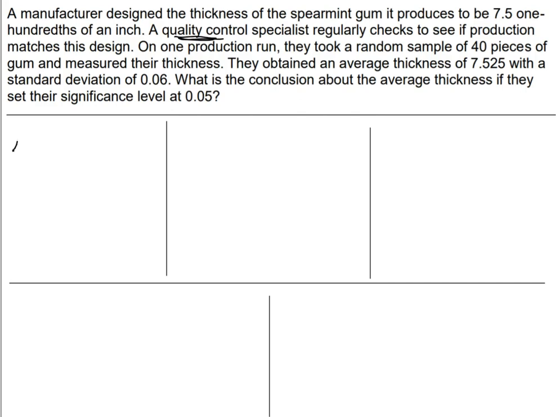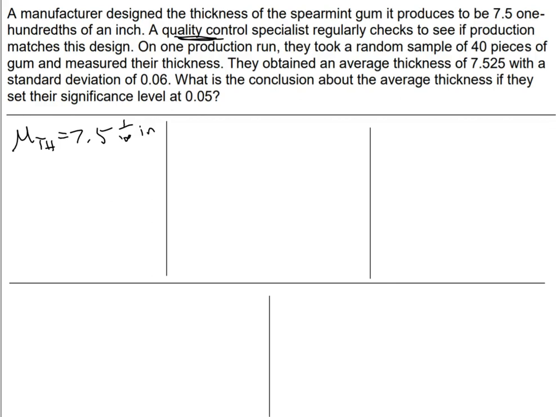They are looking for the average thickness, let's do TH for thickness, in their manufacturing design, to be 7.5 1/100ths of an inch. Really the 7.5 is the thing that's key to us. The units there are just 1/100ths of an inch. So that's what they want to see.